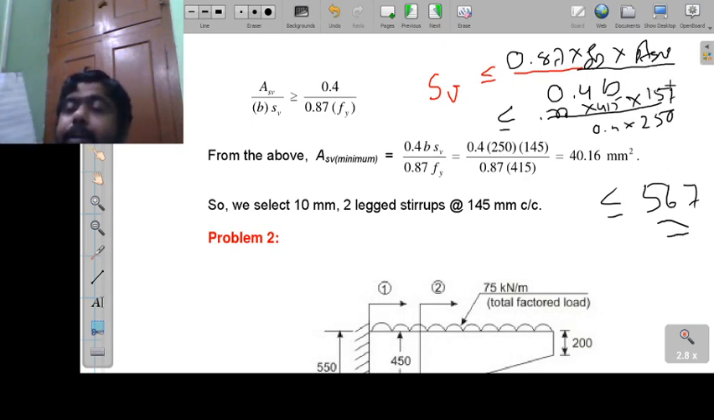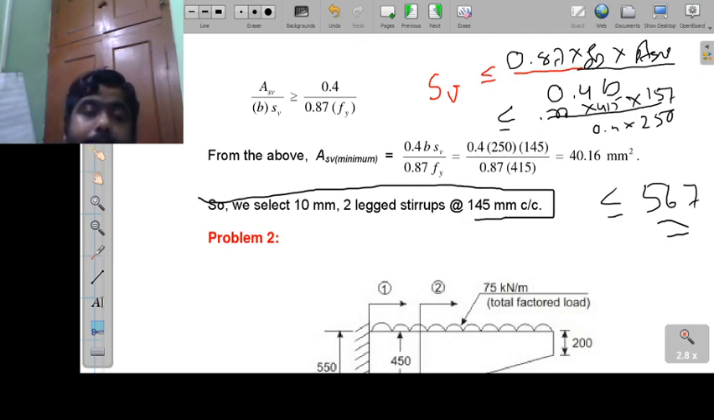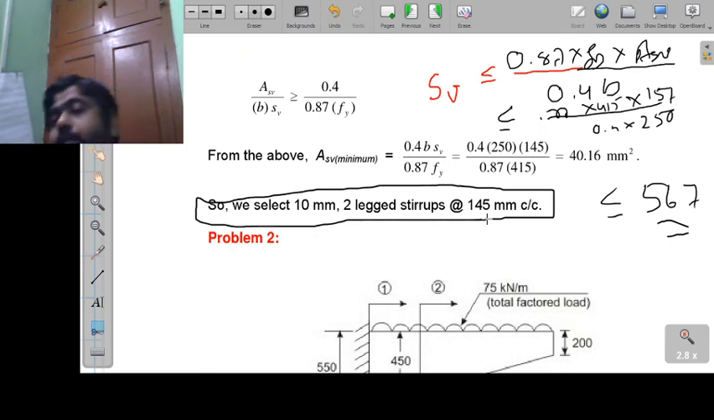So, even if you take this 10 mm dia, fine, you can check with 8 mm dia also by yourself, and you will find the spacing is coming less than that. Okay. So, finally, what we can say is that we can provide 10 mm dia 2-leg vertical stirrups at the rate of 145 mm center to center. That is very fine and accepted.